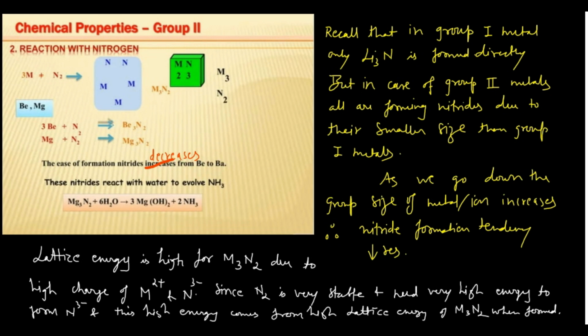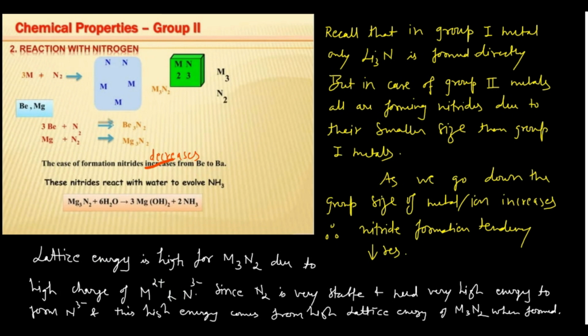And why does this actually happen? There is another very important aspect here. You can see lattice energy is high for these magnesium nitrides. Whatever nitrides you form, their lattice energy is quite high. Why is lattice energy quite high? The high charge is present on the metals, which are all 2 positive, and nitrogen is 3 negative. Due to the presence of this high charge, the crystal is very, very strong, and the lattice energy is quite high.